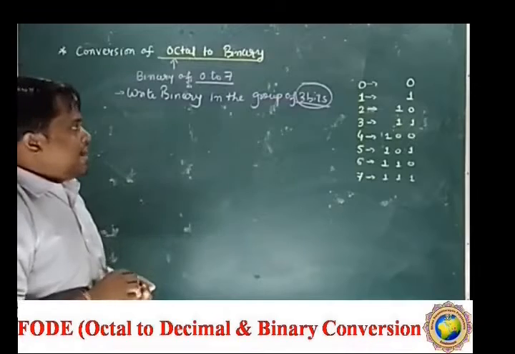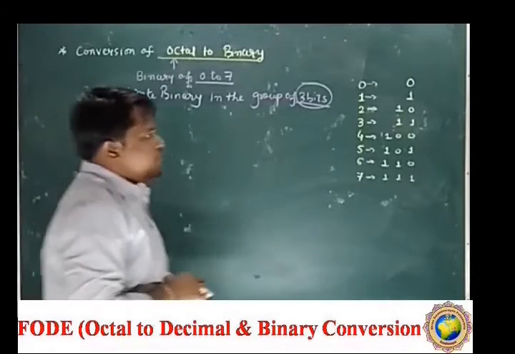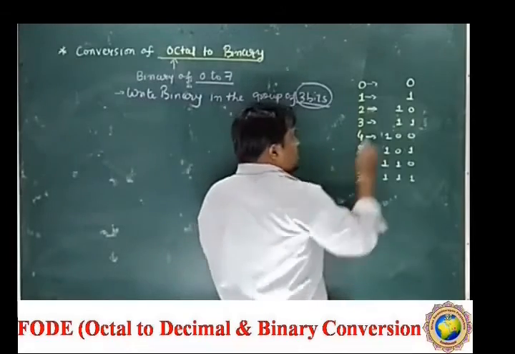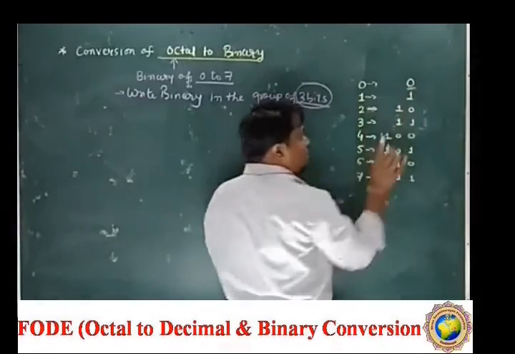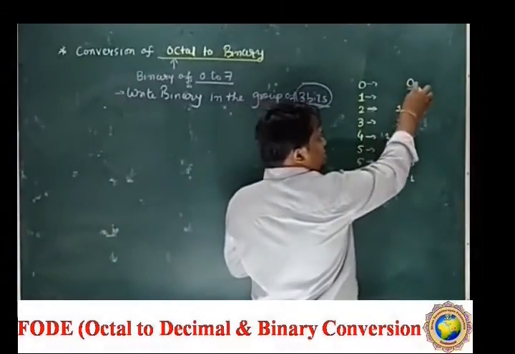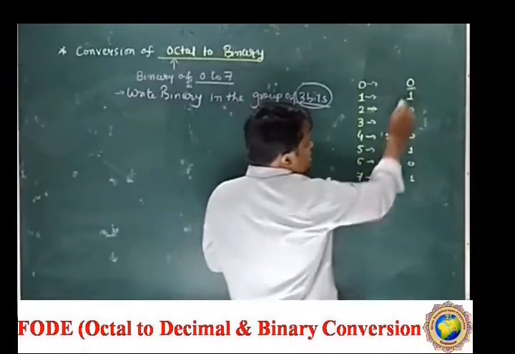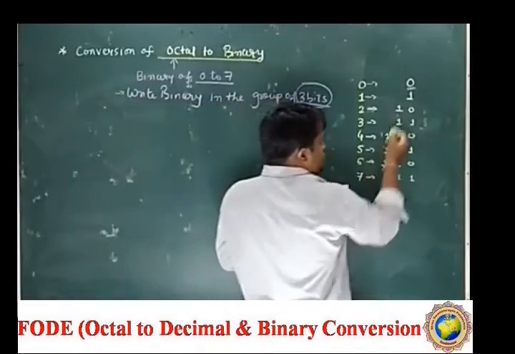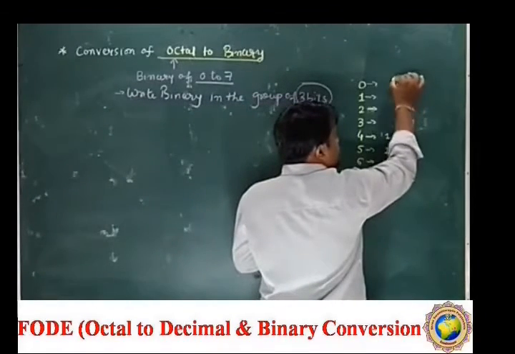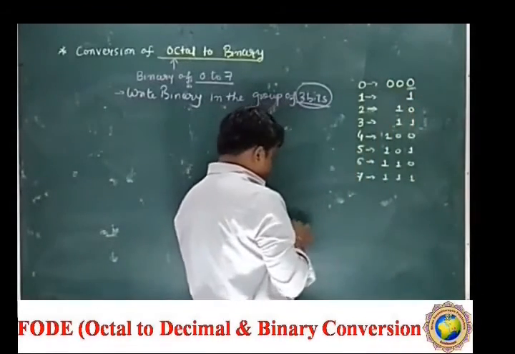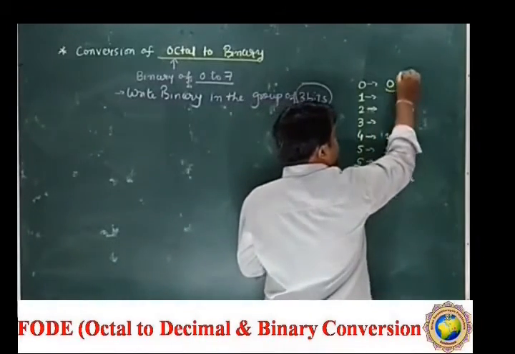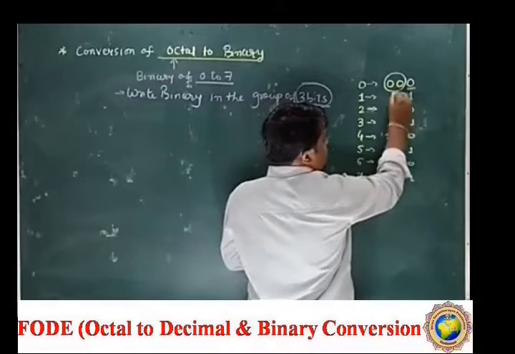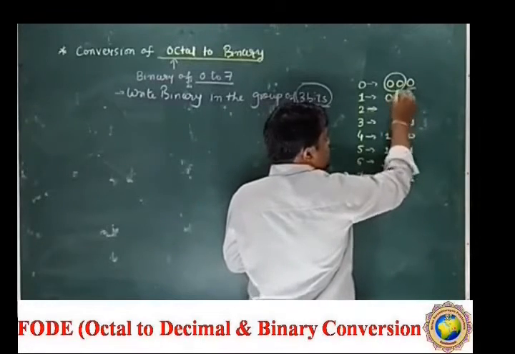But to write the binary of an octal number, we have to put them in groups of 3 bits. Now see here, here is only 10. Here is only 1 bit. This is known as a bit. You have been given only 10, so you have to put extra 0 in front. Then here is only 1 bit, so we have to put here 0.